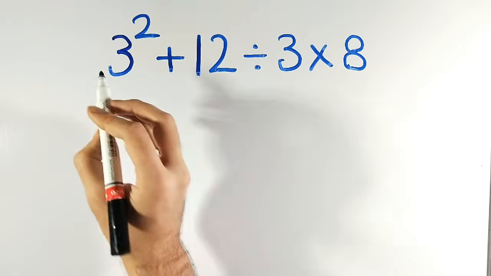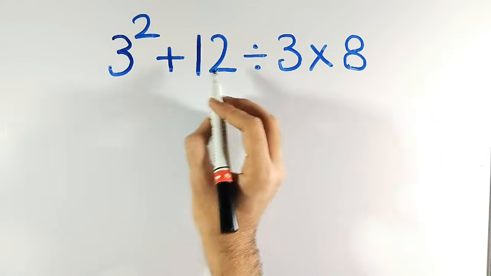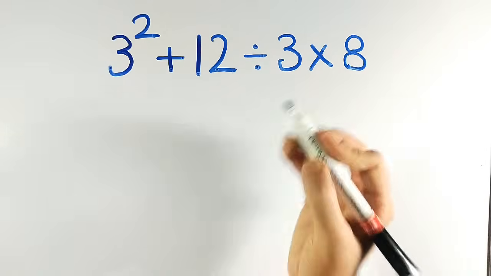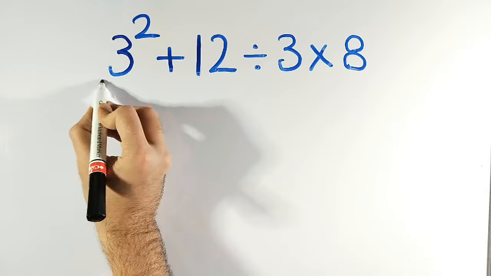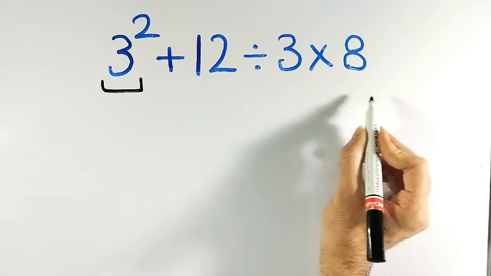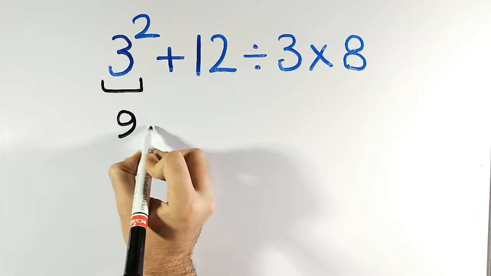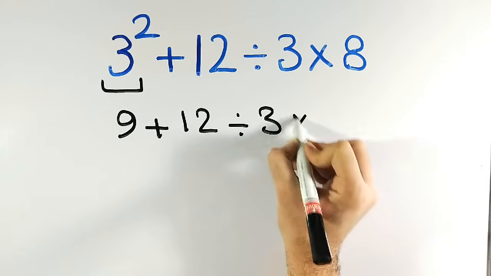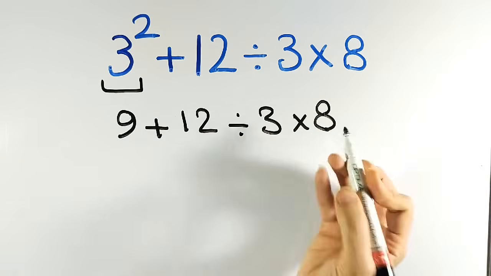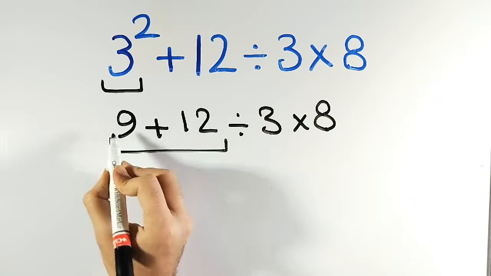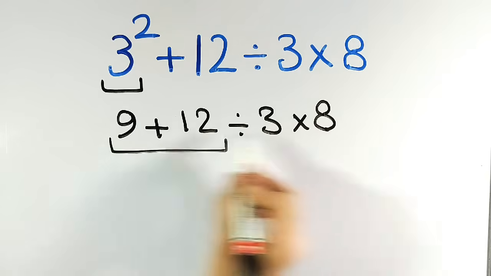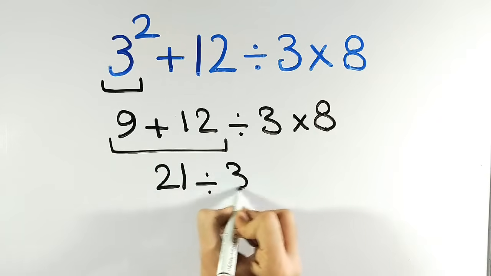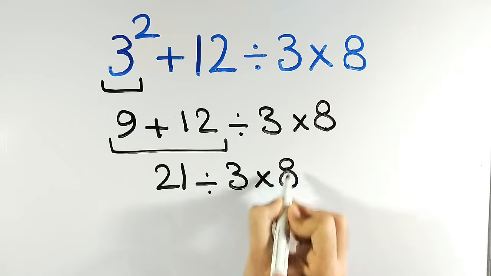What is the value of the expression 3 squared plus 12 divided by 3 multiplied by 8? Many people when solving this question first go for the exponent, and instead of this expression, they write 9 plus 12 divided by 3 multiplied by 8. And the next step, they go for the addition between 9 and 12. And instead of this expression, they write 21 divided by 3 multiplied by 8.